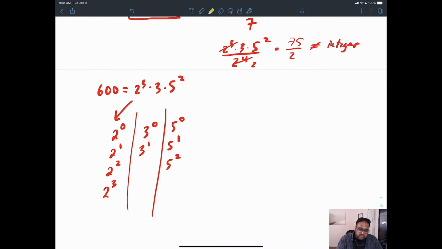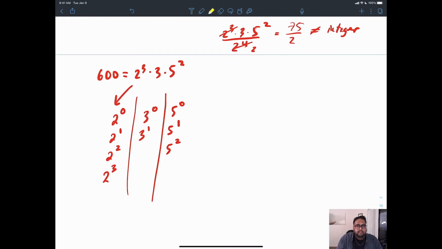And so you can think of the task of finding a factor of 600 as picking one number in each of these columns. Right? So I could pick 2 squared times 3 times 5. I multiply those out, I get 4 times 3 times 5, 60. That's a factor of 600. I could also go to 2 cubed times 3 to the 0 times 5 squared. Well, that's 8 times 25. That's 200. That's also a factor of 600.